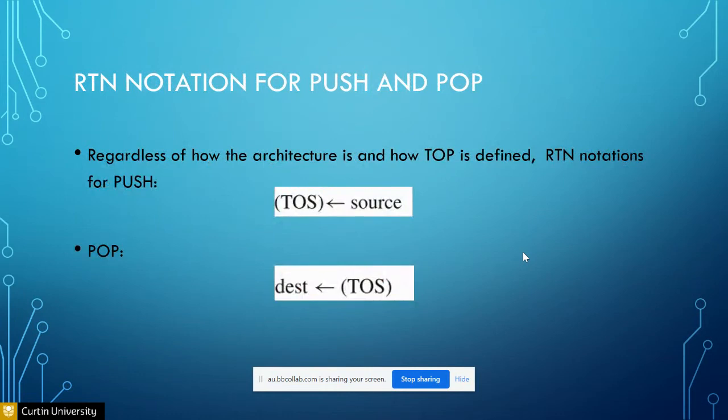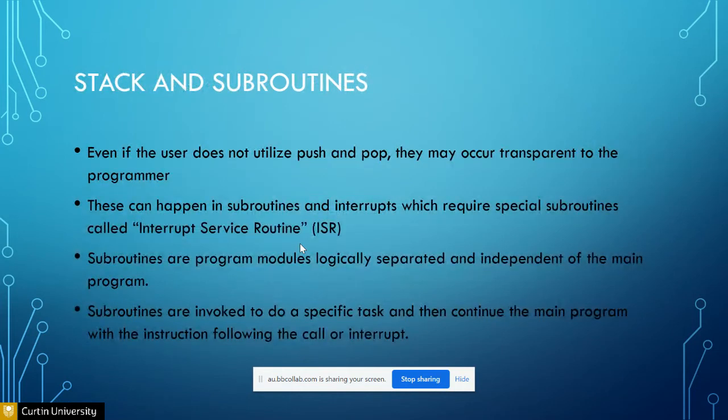Regardless of how the architecture is and how top of stack is defined, the RTN notation is as such. Remember source destination from last week's tutorial. I think we discussed this register transfer notation. With it we can also see how the operation is, whether it is immediate, indirect, and so on. Even if the user does not utilize push and pop, they may occur transparent to the programmer.